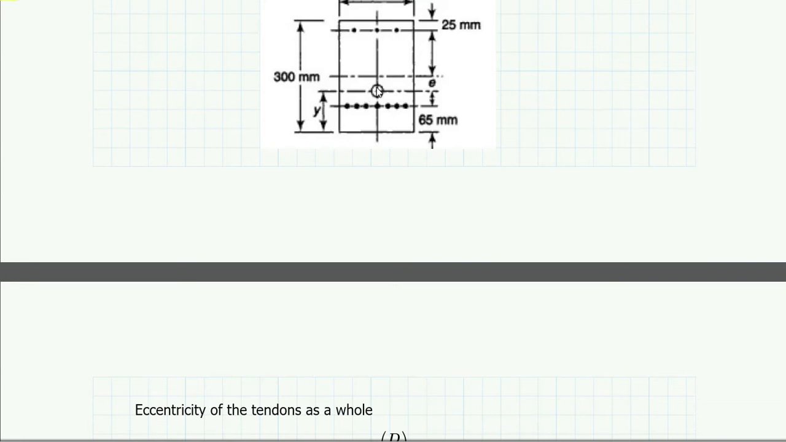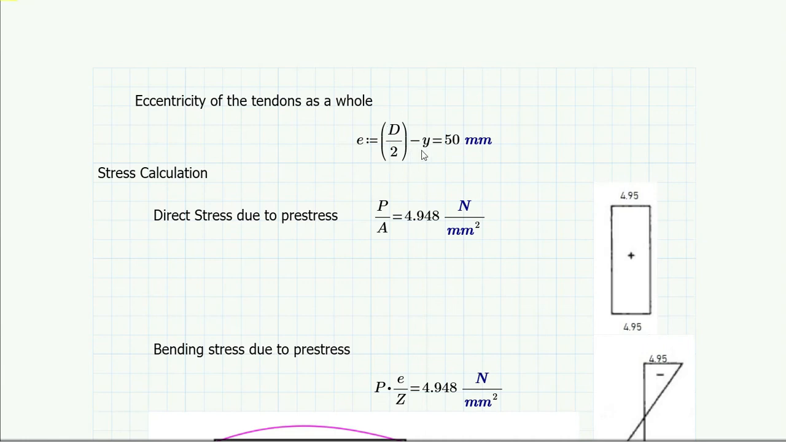Okay, as this is a centroid, we can find out the eccentricity. And what is the eccentricity? Eccentricity is the distance of the position of the tendons from the neutral axis of the section. As we have a purely rectangular section, its neutral axis will lie at a distance d by 2, that is 300 divided by 2, that is 150. And the eccentricity will be 150 minus 100, that is d by 2 minus y, which is equal to 50 mm. So this is the eccentricity for this whole set of tendons, 50 mm.